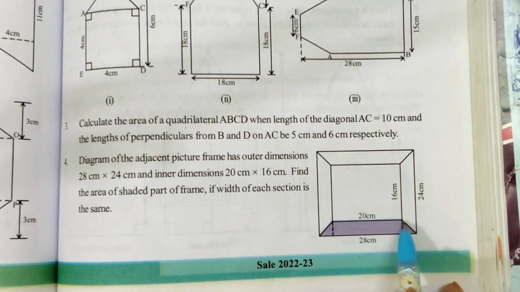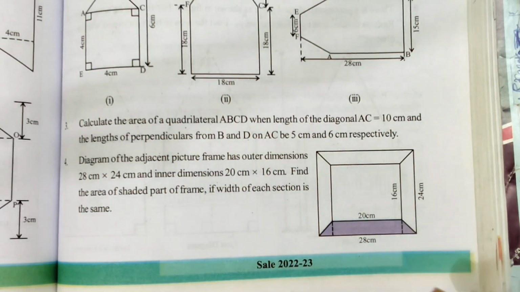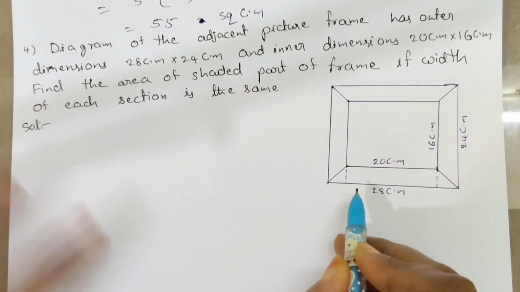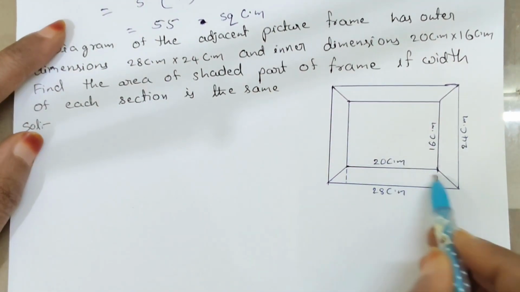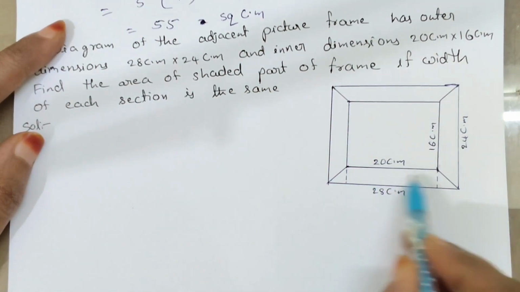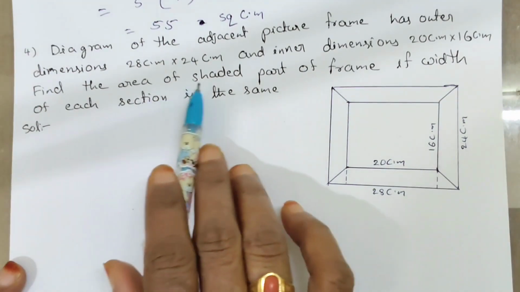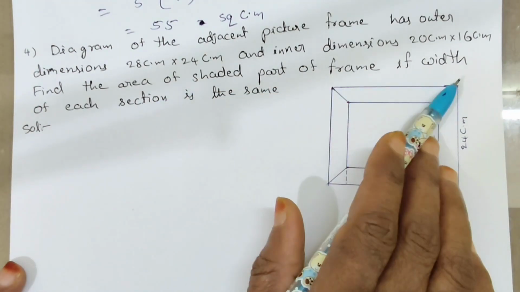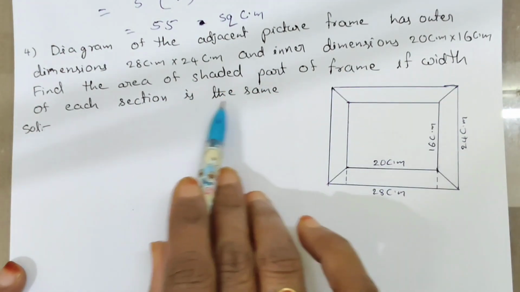Shaded area means we find this rectangle area and these two triangles area. The sum is equal to the shaded part area. We find the shaded part area. This is the given diagram. So now we find the shaded area, meaning this complete area is the shaded area. So for the shaded part of the frame, the width of each section is the same.